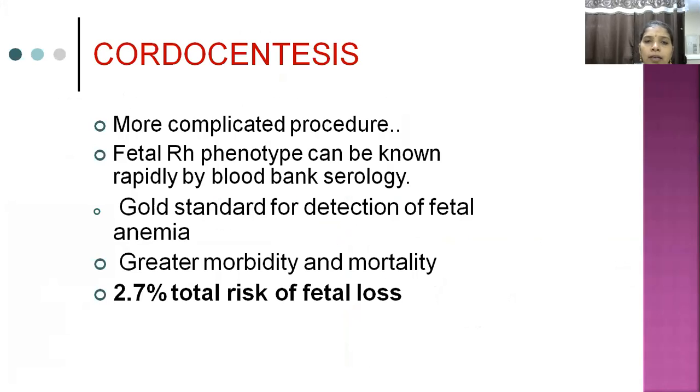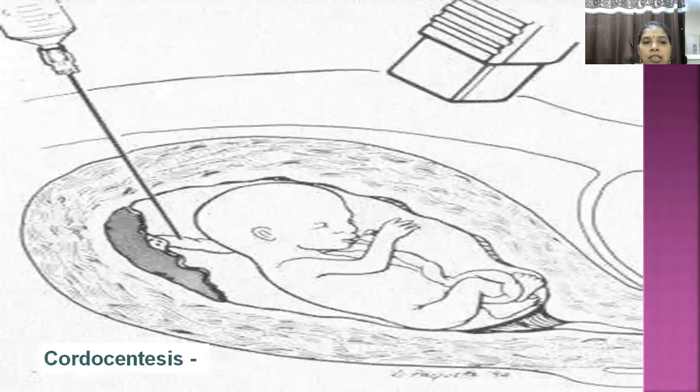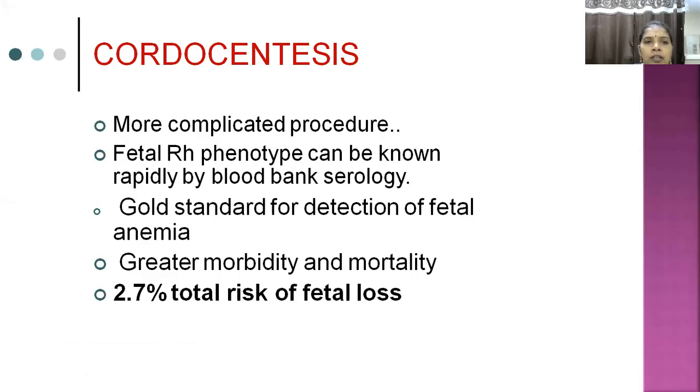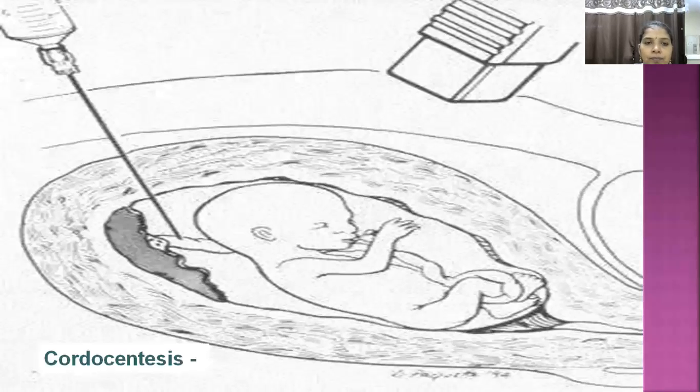Cordocentesis is a more complicated procedure. Fetal Rh phenotype can be known rapidly by blood bank serology. It is the gold standard for detection of fetal anemia. There is greater morbidity and mortality, with a 2.7% total risk of fetal loss. This is how we do cordocentesis, taking fetal blood. It is for detection of fetal anemia, not for measuring fetal-maternal hemorrhage.